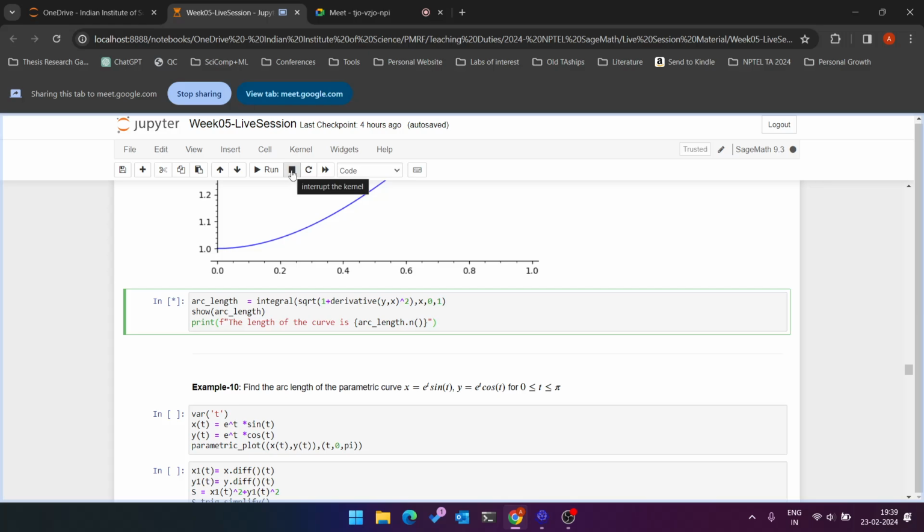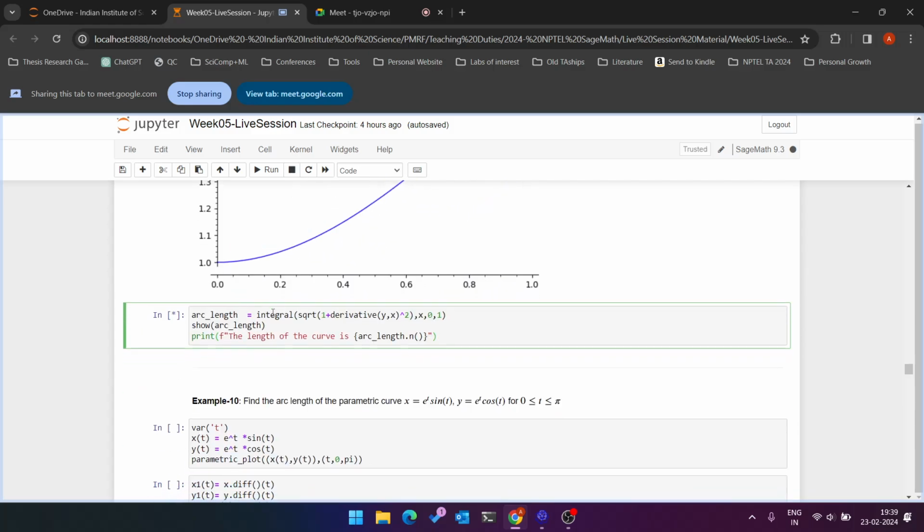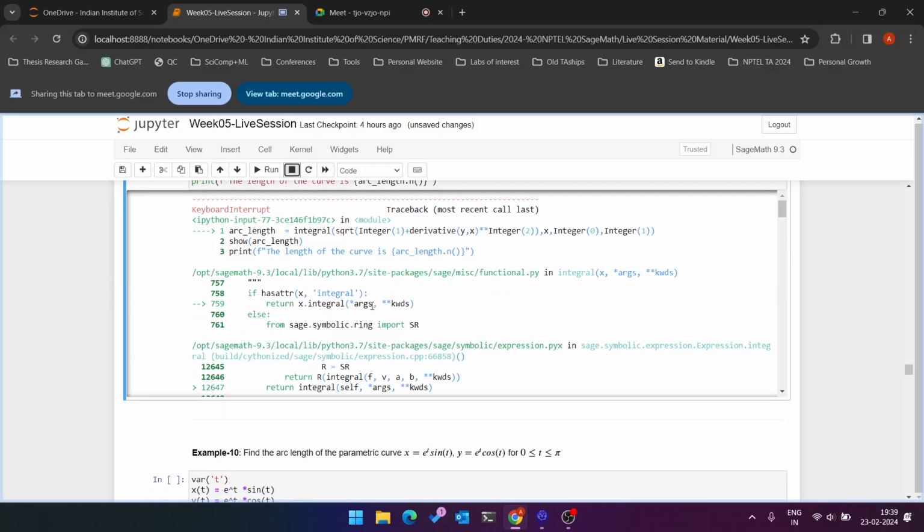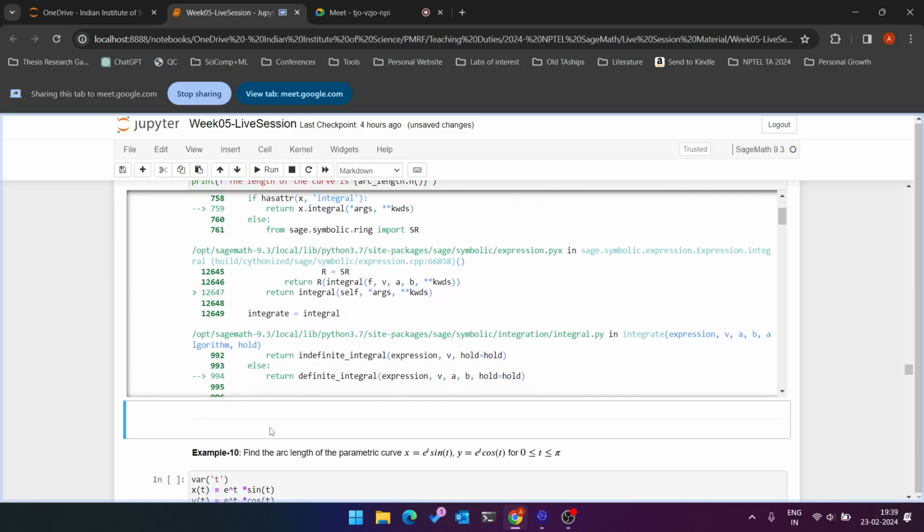I'll stop this computation for the time being. If required, we can come back to this at the end. It's taking a bit of time. Yeah, we'll move on to the next example.